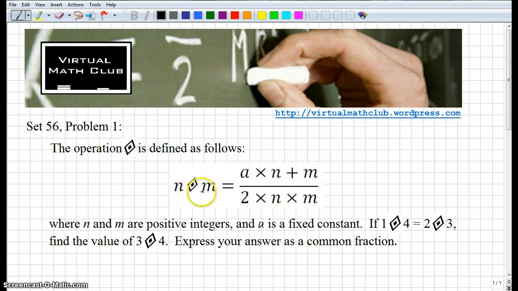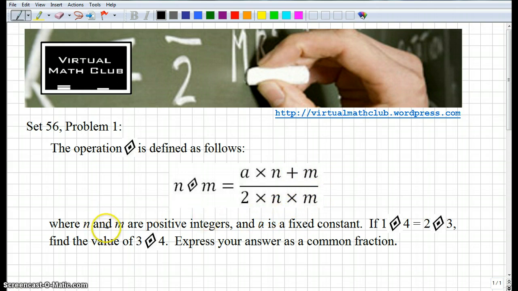If we take two numbers and apply the operation to it, then we would just take some constant times the first number plus the last number, and then divide that by 2 times the first number times the last number. So all we have to do when we're applying this operation is just plug in the first number before the operator symbol wherever we see n, and the second number after the operator symbol, we just plug that in wherever we see m. Alright?